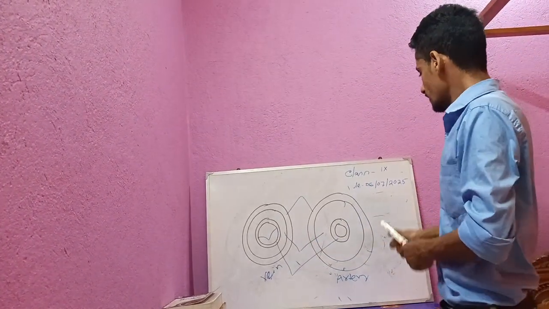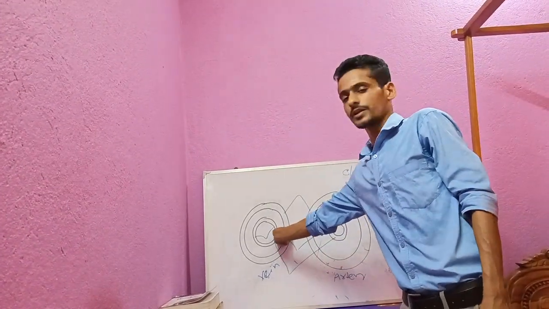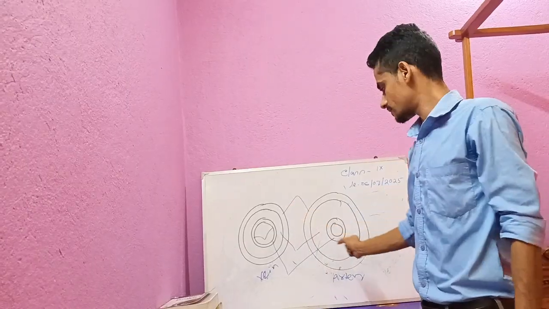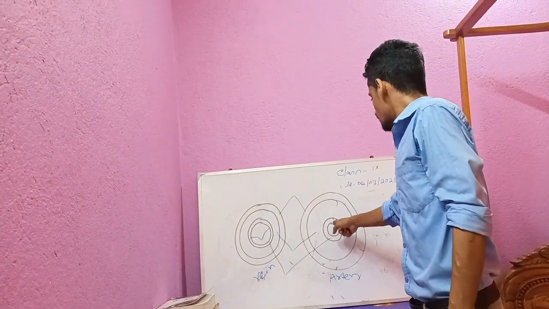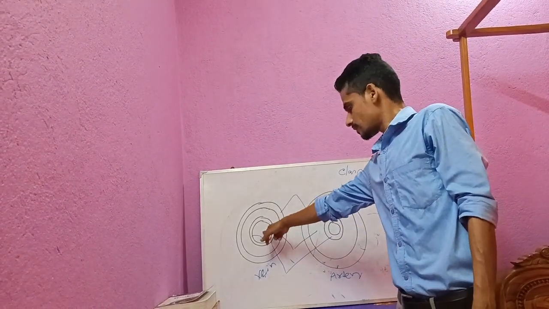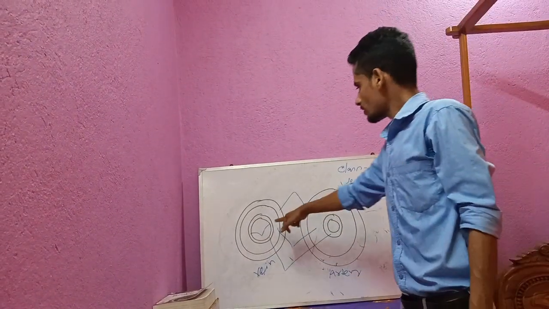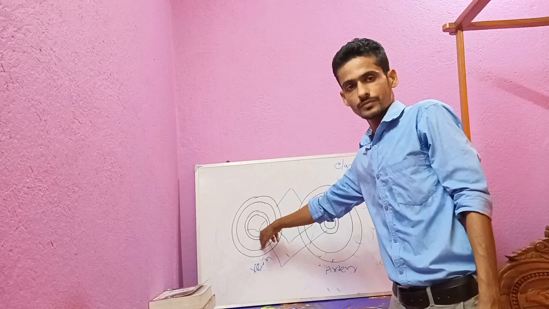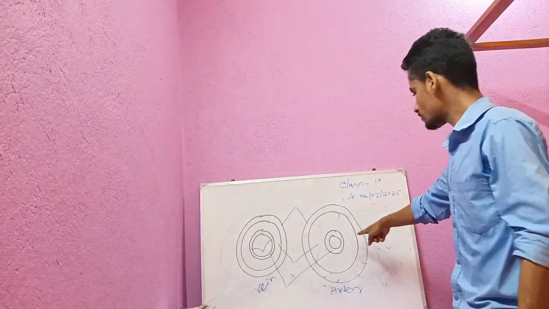Here we see that in case of artery, the middle layer is thicker than in vein. This is one difference. Another difference is that in case of artery, the internal lumen diameter is smaller than vein. And another difference is that in case of vein we can see valves. That is not present in case of artery.